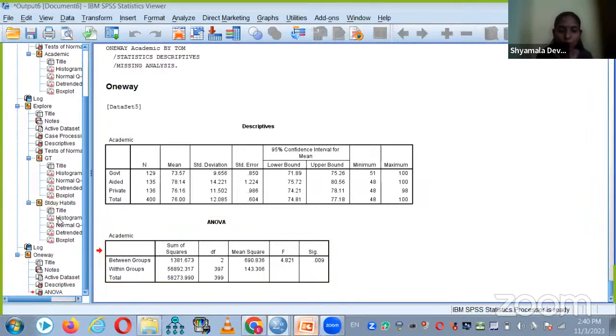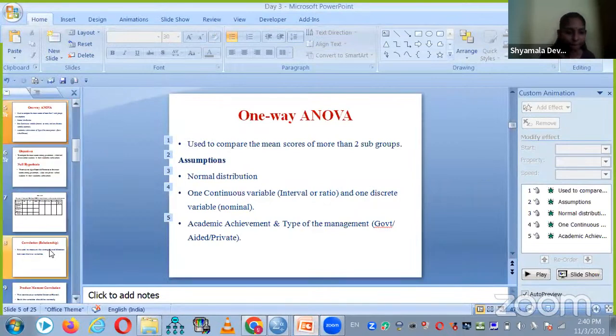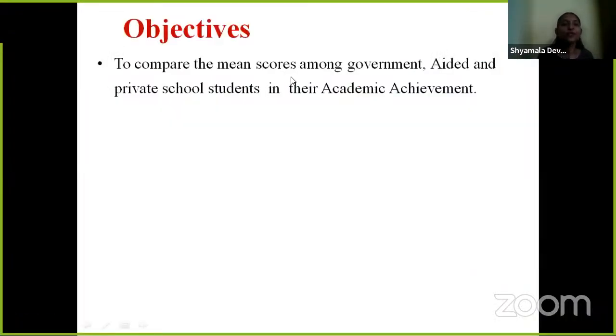Okay, let me go to my PPT and I'll show you. How to formulate the objectives for the F test? To compare the mean scores among three groups. If it is two, you have to write between male and female, between rural and urban, between Tamil medium and English medium. Here we have more than two subgroups, and hence I'm using the word among. So to compare the mean scores among government, aided and private school students in their academic achievement, 9th standard students. So this is my objective.